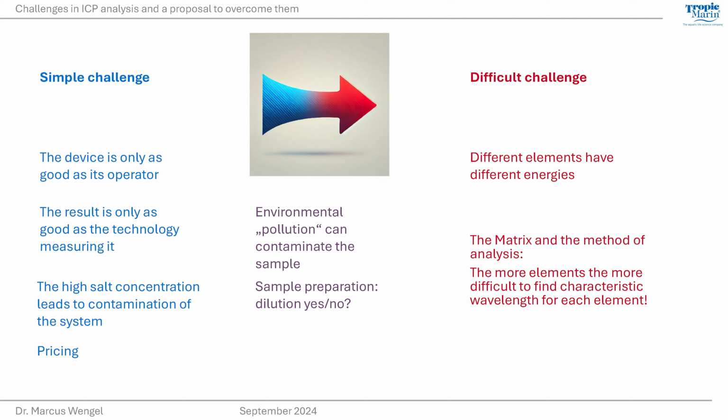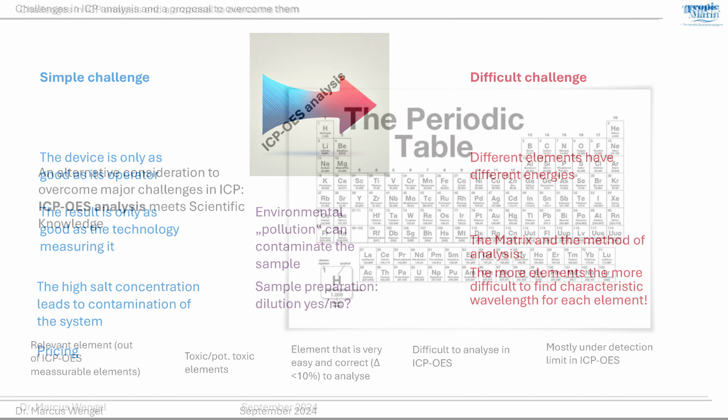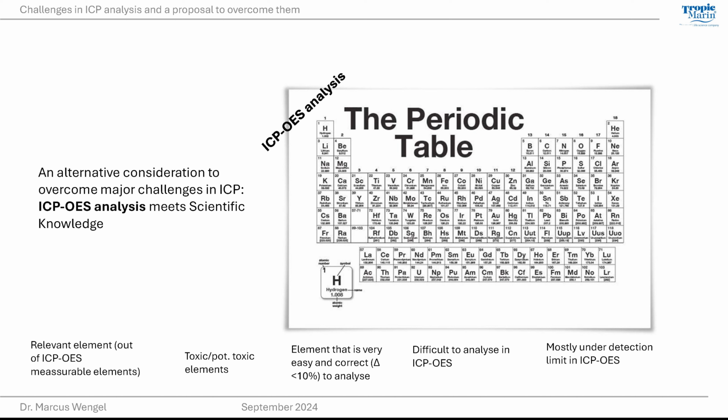Environmental pollution, we need to check. Very important when you establish the machine. But the most important and difficult challenges are that different elements have different energies, and the matrix and the method of the analysis. Most probably, you will not be able to find characteristic wavelengths for each element. In our days, I think we are able to find wavelengths where we can say this value is correct, plus minus 10%, for approximately 10 to 15 elements. And we are measuring 36, 37 elements in ICP.